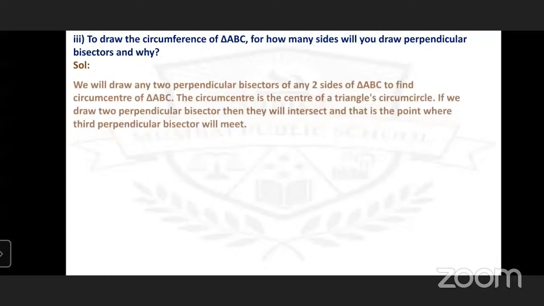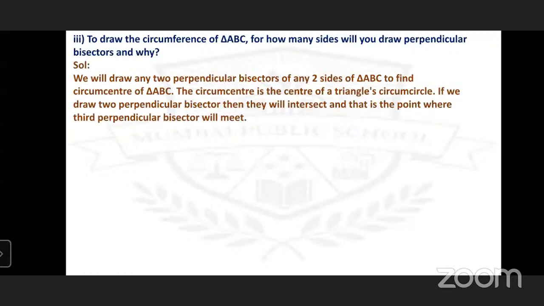So see the solution. We will draw any two perpendicular bisectors. Only two perpendicular bisectors, because a triangle has 3 sides. So we draw only 2 perpendicular bisectors of any two sides. And then we find the circumcenter. Circumcenter means when 2 perpendicular bisectors meet at one point, that is called the circumcenter. So we draw the 2 perpendicular bisectors and then we get the circumcenter of triangle ABC.